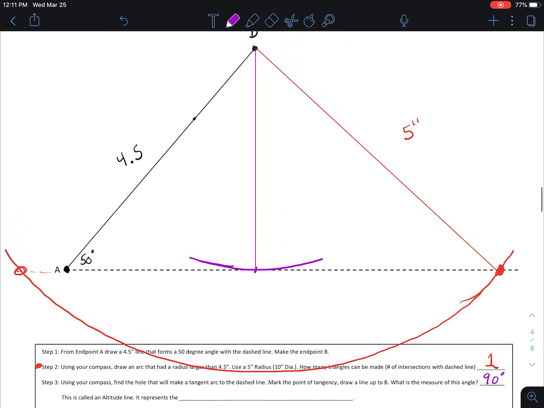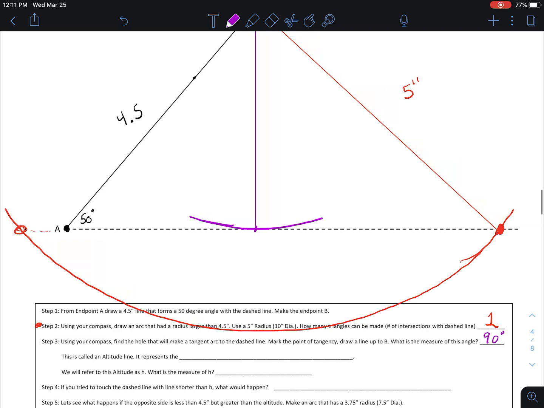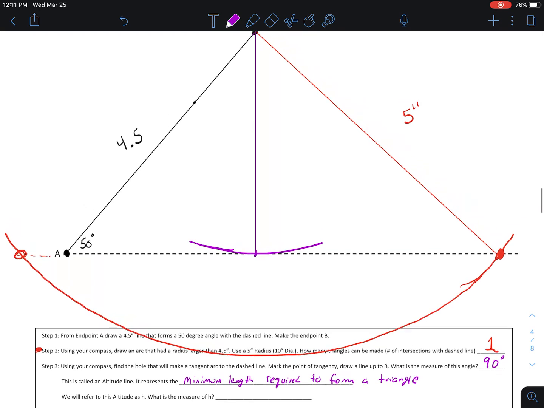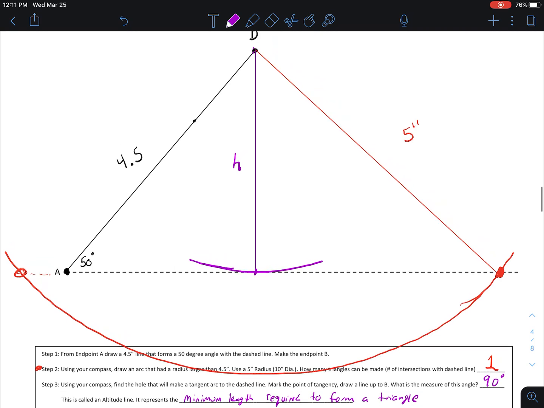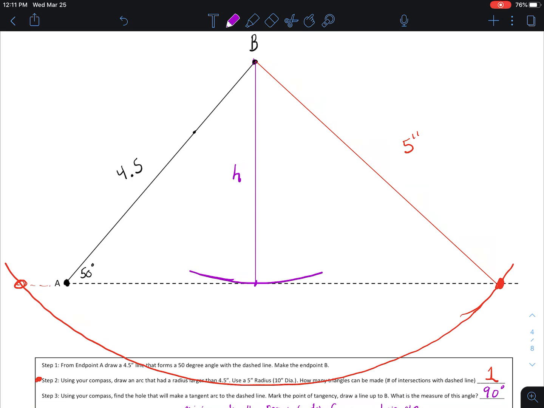Now, what that is, now that's an altitude for a triangle, which is perpendicular to a side and goes up to an apex. This represents the minimum length required to form a triangle, to close in this shape. So to form a triangle. And I'm going to refer to this as H. And so I'm going to turn around, we're going to measure how long that side is.